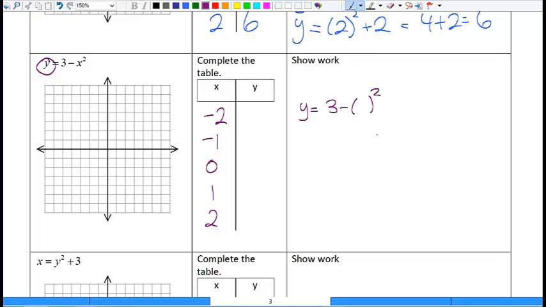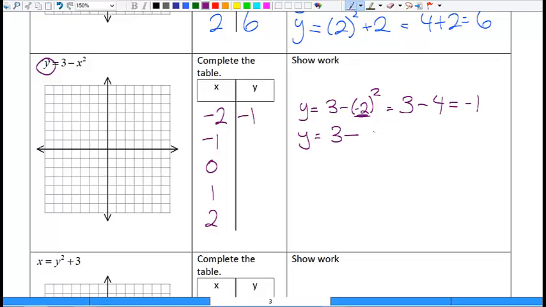Now this one's a little tricky because there's a minus in front of the x squared, which confuses people sometimes when they're doing their PEMDAS. Notice I'm putting the -2 inside the parentheses. The minus from the formula still stays outside of the parentheses. -2 squared is 4. So this part right here is 4, but notice the minus still stays, and that gets me -1.